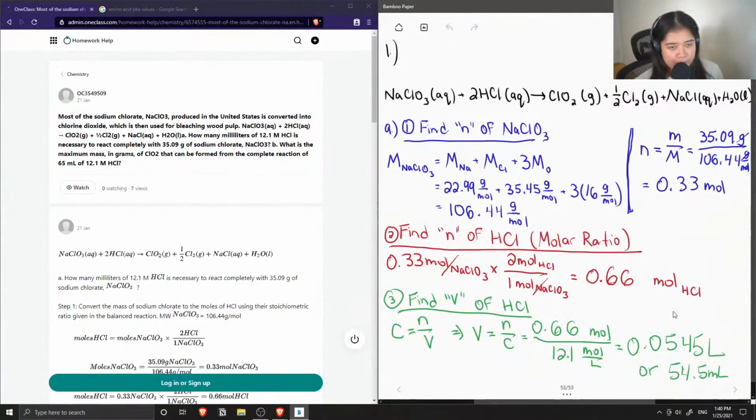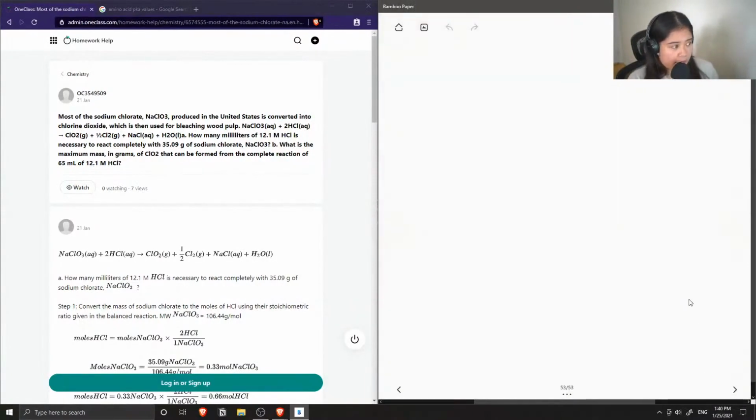So for part B, I'll do it on the next page. What is the maximum mass in grams of the chlorine dioxide that can be formed from the complete reaction of 65 milliliters of 12.1 moles per liter HCl? Okay, so this is a similar question as our previous one. So the first step is to find the number of moles of HCl.